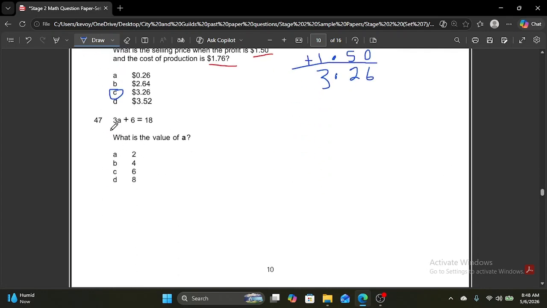So we have our linear equation right here. And what is the value of A? Now, it's right here, and we're solving this linear equation.